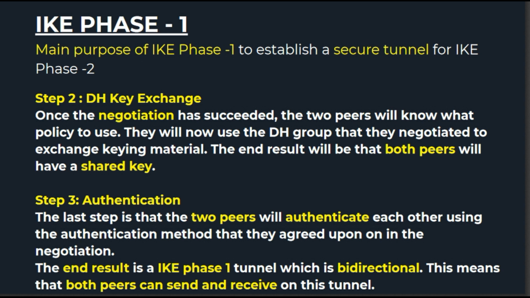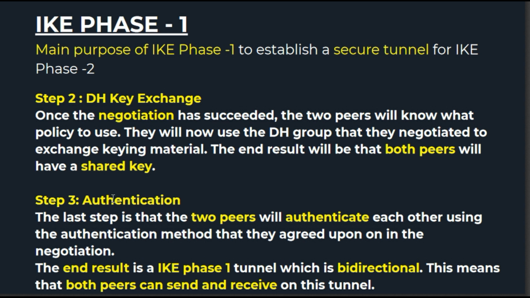Step 2, DH key exchange. Once the negotiation has succeeded, the peers will know what policy to use. They will now use the DH group that they negotiated to exchange keying material. The end result will be that both peers share the key.